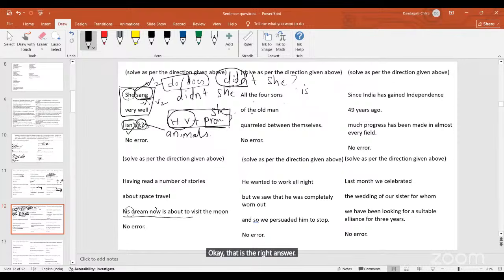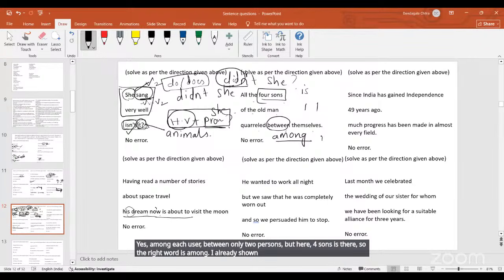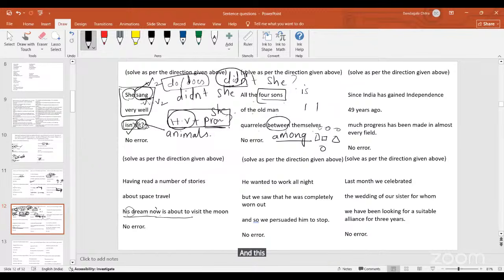All the four sons of the old man quarreled between themselves. We already discussed this. Option C, sir. Instead of between, we use among, sir. Yes, among. Between is used for only two persons, but here four sons are there. So the right word is among. I already showed you diagrammatically between two, and this is among.